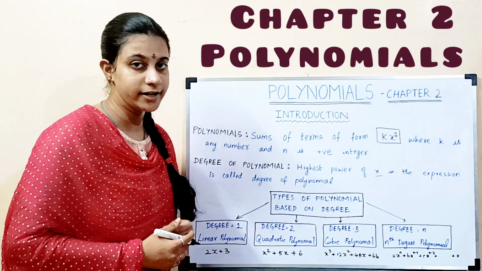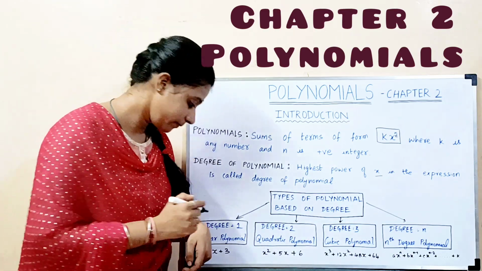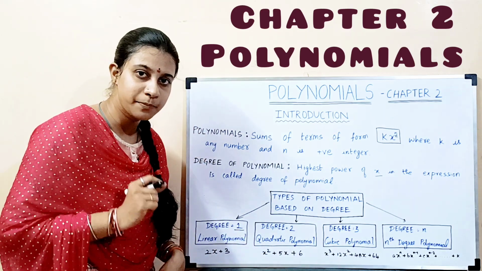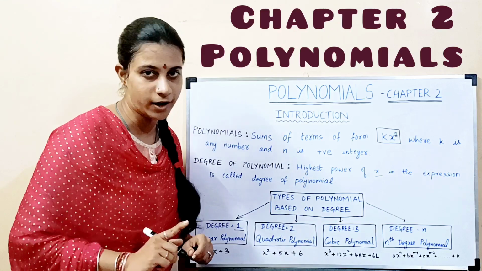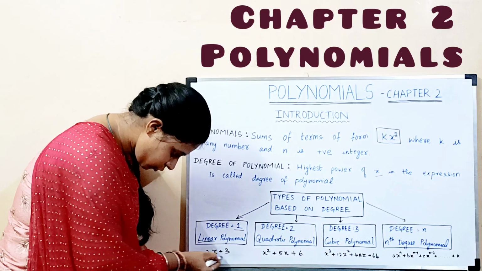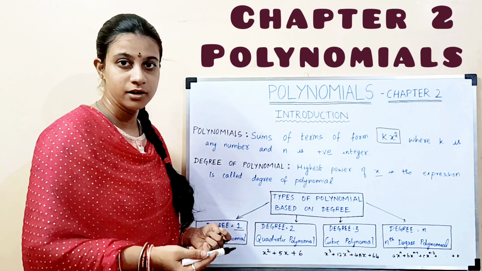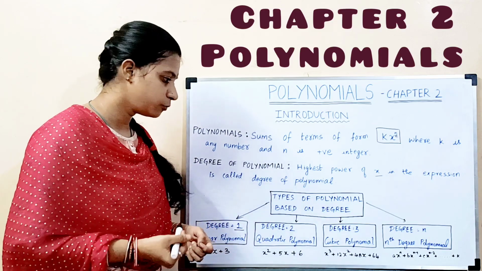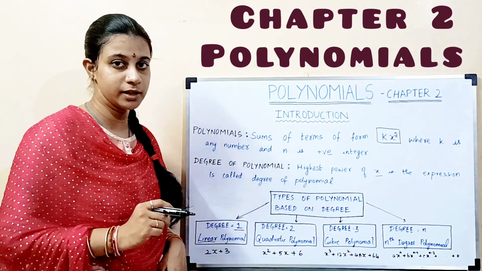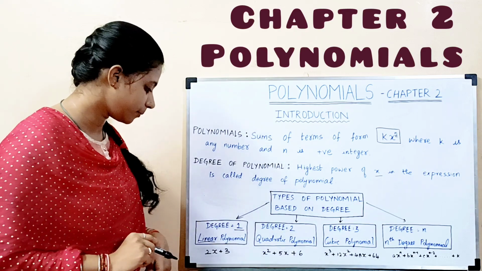Now polynomials are classified into various types based on their degree. If the degree is 1, that is, if the highest power of the variable present in the expression is 1, then it is called a linear polynomial. One such example is 2x plus 3. It can be anything: 2x plus 3, 3x plus 5, x plus 3, y plus 2, where y is the variable in the expression. So if the highest power of the variable in the expression is 1, then it is called a linear polynomial.